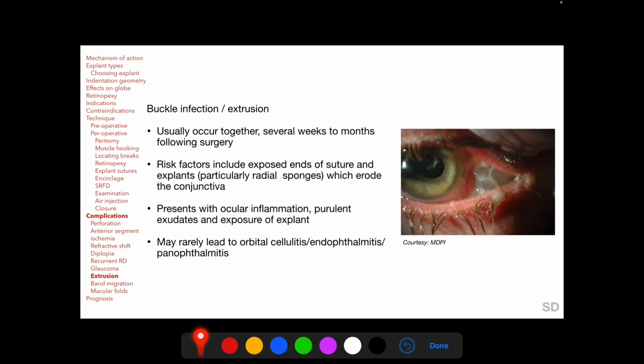Buckle infection and extrusion following scleral buckling usually occur together several weeks to months following surgery. Risk factors include exposed ends of sutures and explants which erode the conjunctiva. Buckle infection or extrusion presents with ocular inflammation, purulent exudates, and exposure of the explant, as seen here in this clinical photograph, and this condition may rarely lead to orbital cellulitis, endophthalmitis, and panophthalmitis.